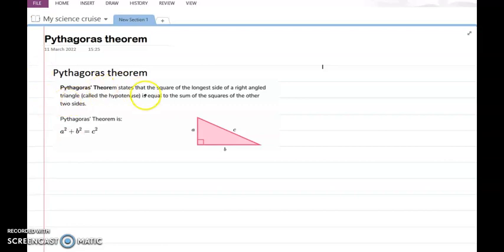The Pythagoras theorem states that the longest side of a right-angled triangle, which we said is the hypotenuse, is equal to the sum of the squares of the other two sides. The other two sides being the opposite side and the adjacent side.